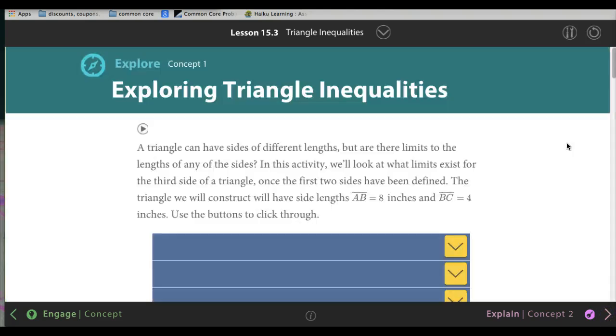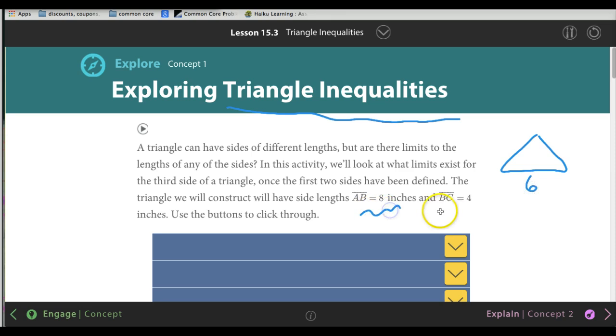So obviously, I looked at everything before I started recording. Basically, this whole unit is just about triangle inequalities, okay? And they're just trying to talk to you about basic things. Like if you have a triangle, and let's say this is 8, and let's say this is 4. Well, then how long can this be?